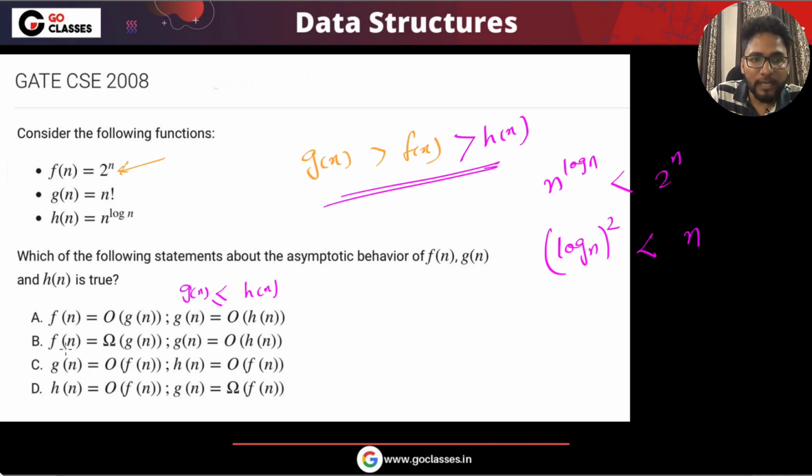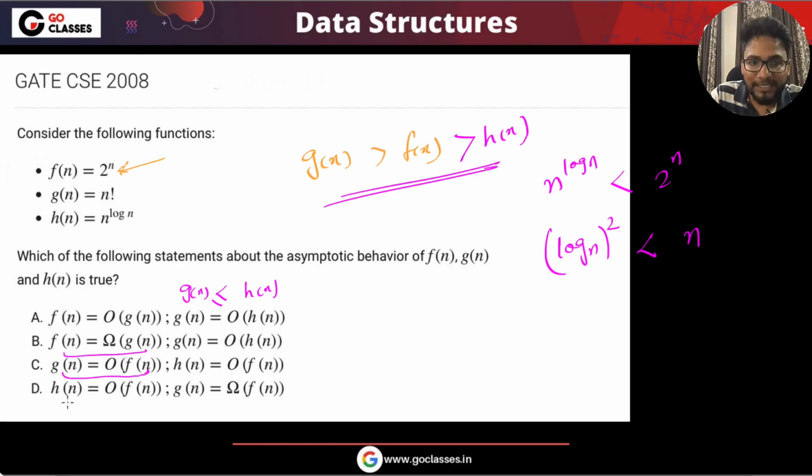What about this? They are saying Fn is greater than equal to Gn. This is false, right? So this is also false. What about this? Gn is lesser than equal to Fn. This is also false, because Gn is actually greater.